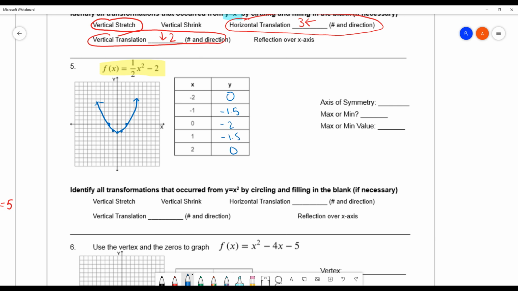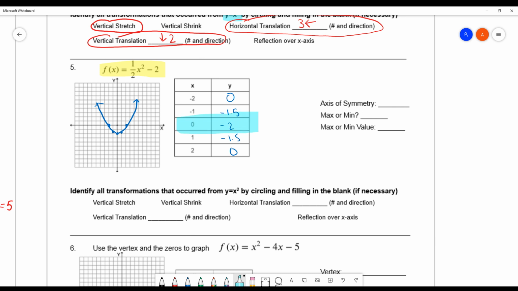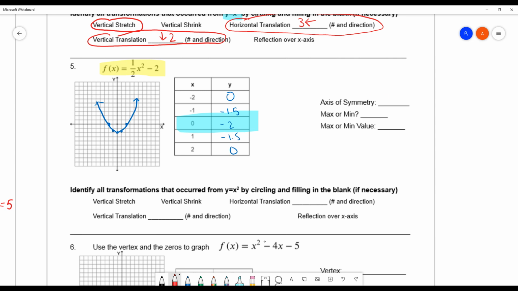Okay. My axis of symmetry is going to be where my vertex is at. And remember, the vertex is the center point on the table. It's always x equals that number. So my axis of symmetry is going to be x equals 0. If I look at my vertex, it is definitely at the bottom, so that's going to be a minimum. And we can either list that as its point, so 0, negative 2, or we could say y equals negative 2. Both ways work.